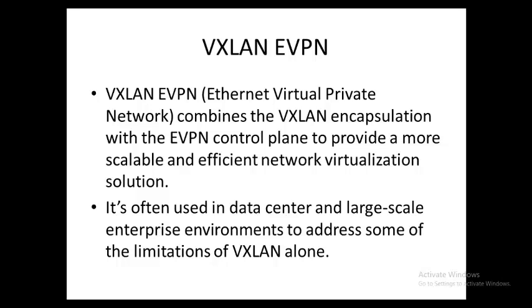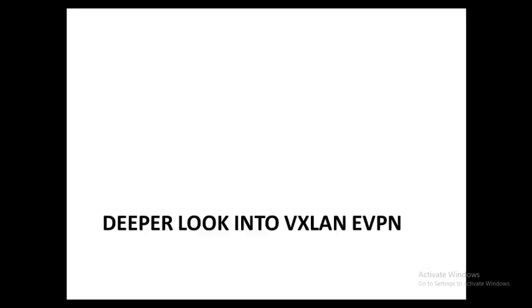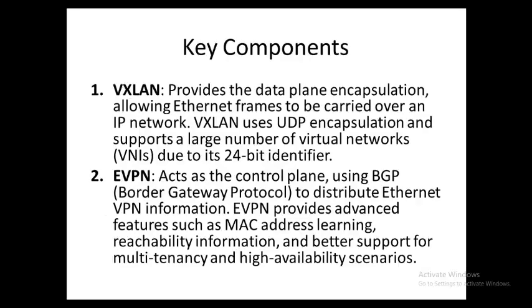You know what VXLAN is. The first paragraph: it uses a 24-bit identifier called the virtual network identifier, VNI. Like we have VLAN ID, here we have VNIs, virtual network identifiers. And we also saw VXLAN uses UDP encapsulation, all those things. Now let's come down to the second point, EVPN.